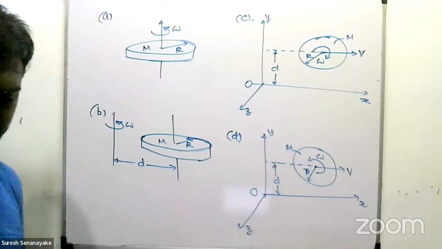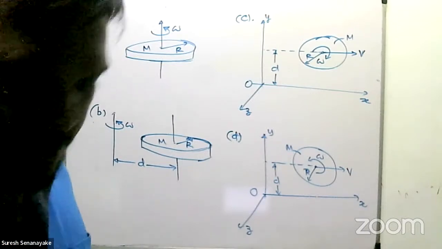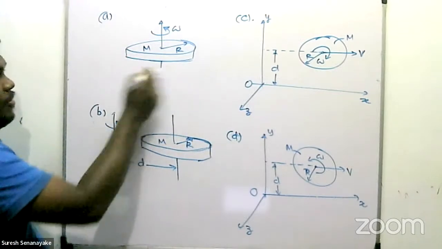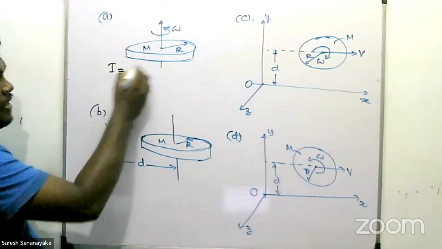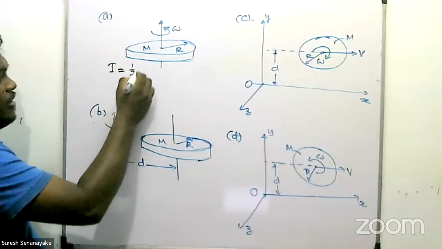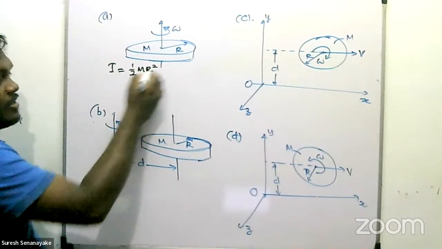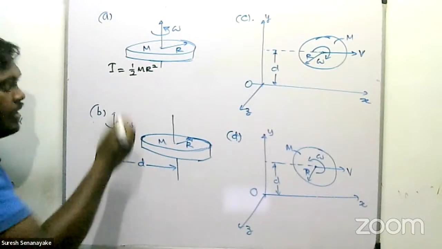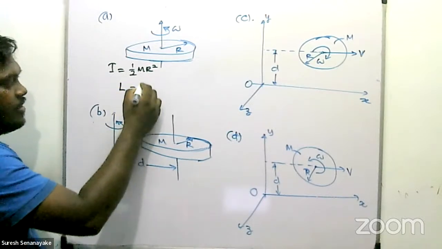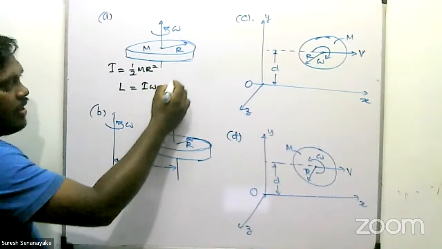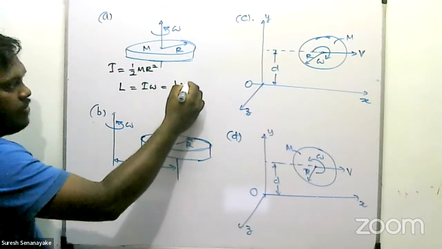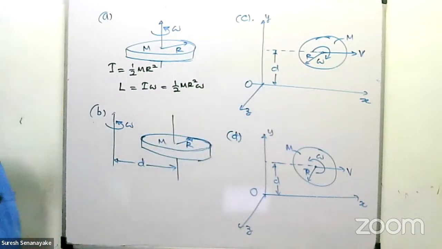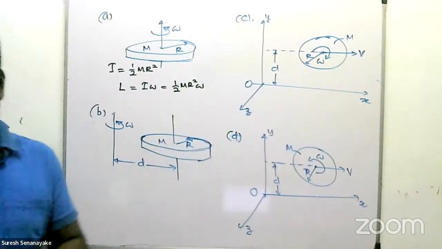So first one: the moment of inertia about this axis is equal to half m r square for a disk. Then the angular momentum about this axis is equal to I omega, so you can write this as half m r square omega. This is the angular momentum of this system.